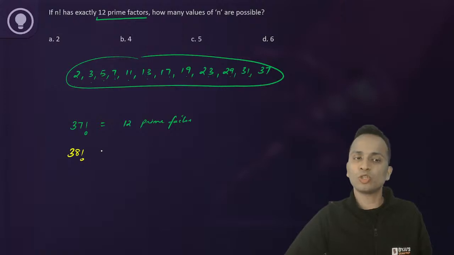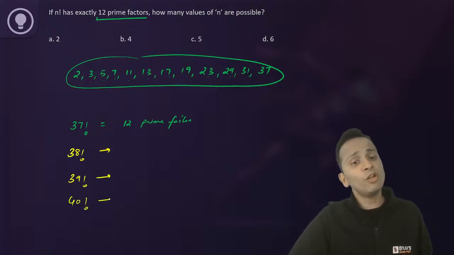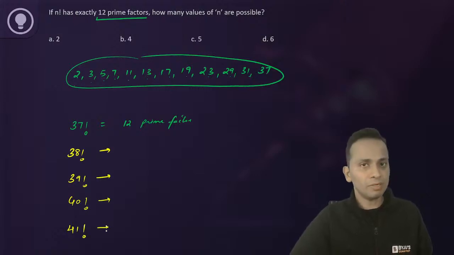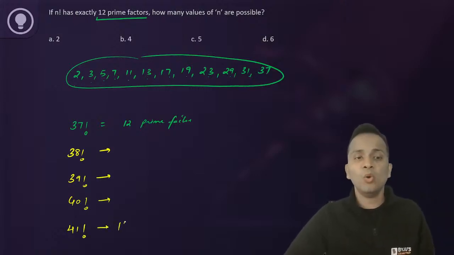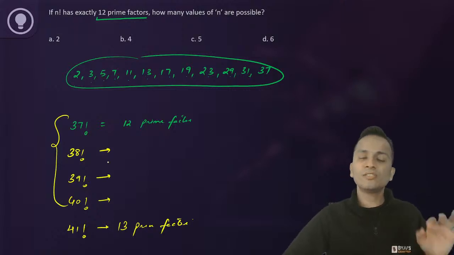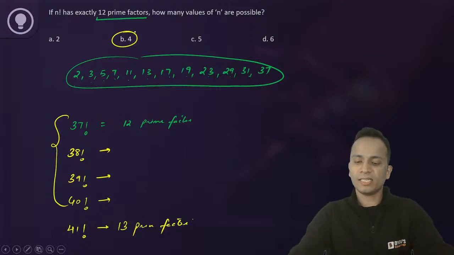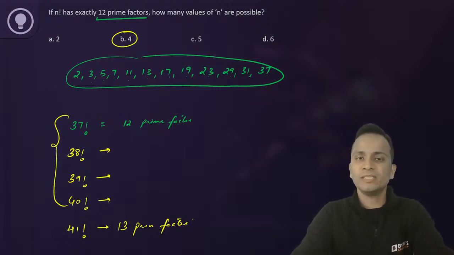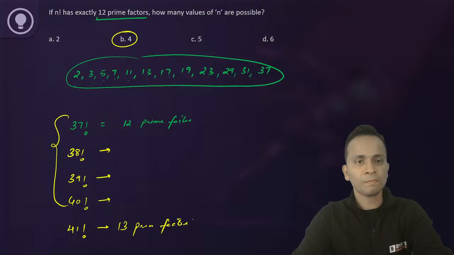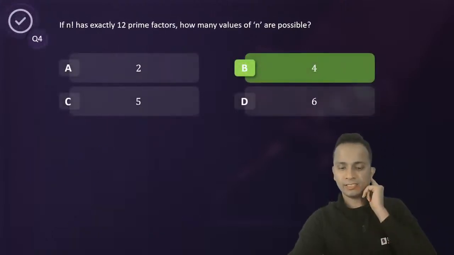38 factorial will also have 12 prime factors. 39 factorial will also have 12 prime factors. 40 factorial will also have 12 prime factors. But 41, being a prime number, being the next prime number, will have 13 prime factors. Okay. So these 4 numbers will have 12 prime factors, and the correct answer should be option B, that is 4. Okay. So 4 will be the correct answer of this question.